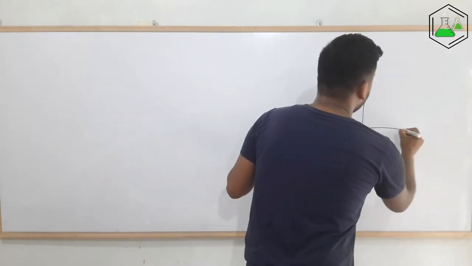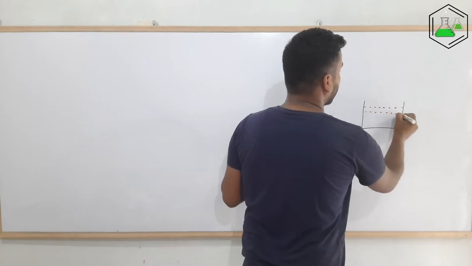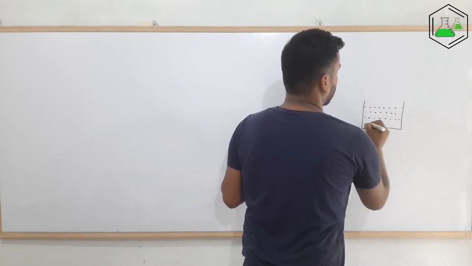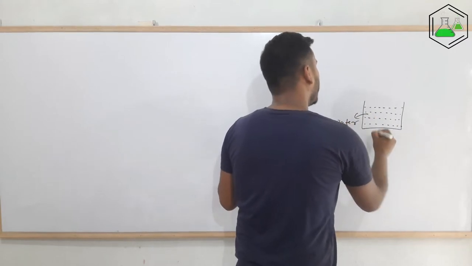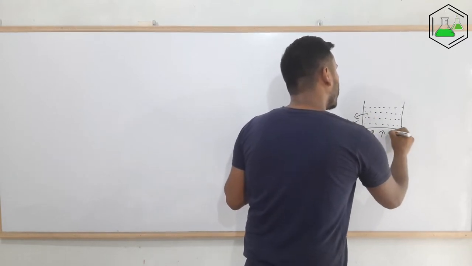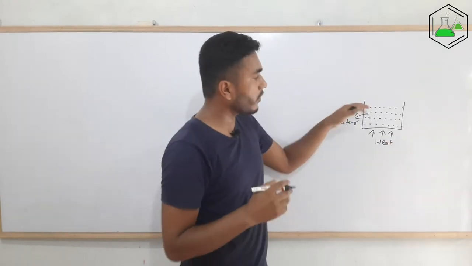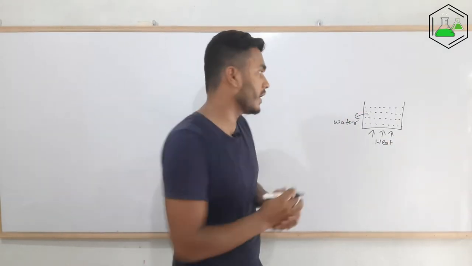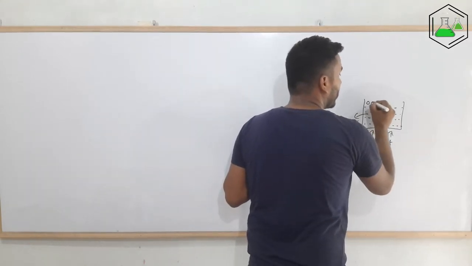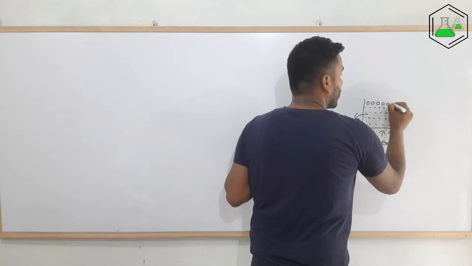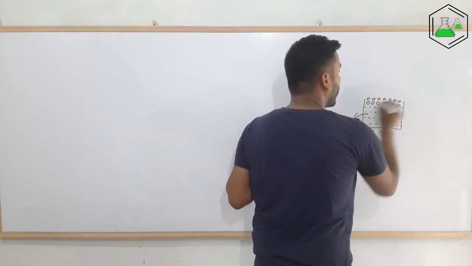Suppose we have a vessel in which there is liquid, say water. We are considering water over here, and we started to raise its temperature. We are providing heat energy to it. Now, the temperature of this water is increasing. What will happen? After some time, it will start to form vapor. I am representing vapor by this circle. It will start to form vapor.